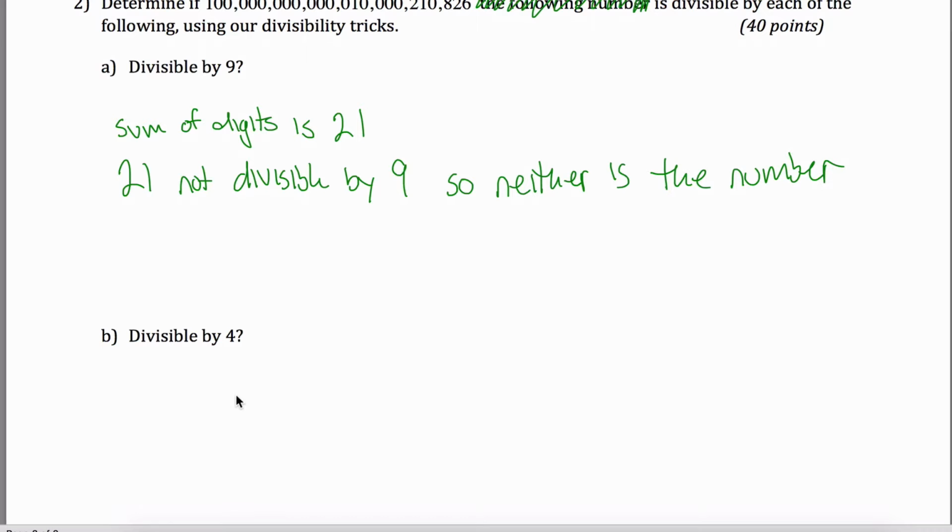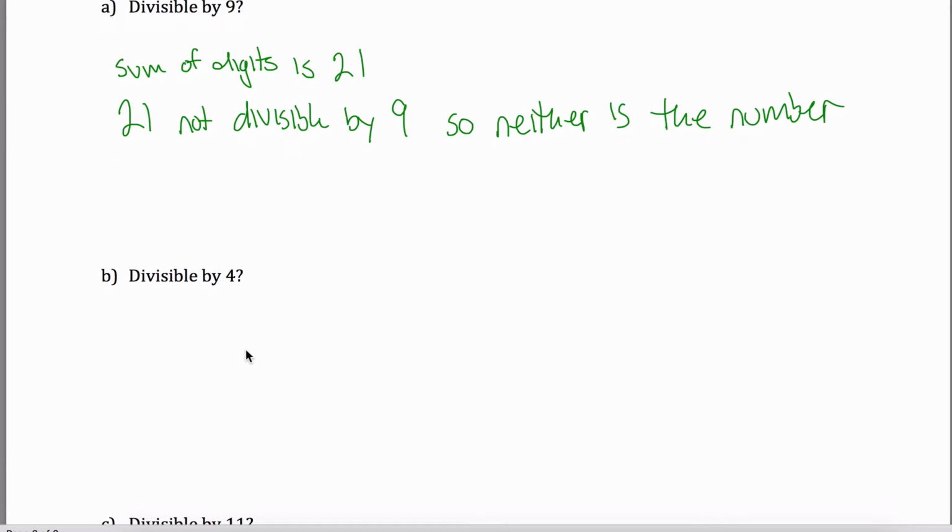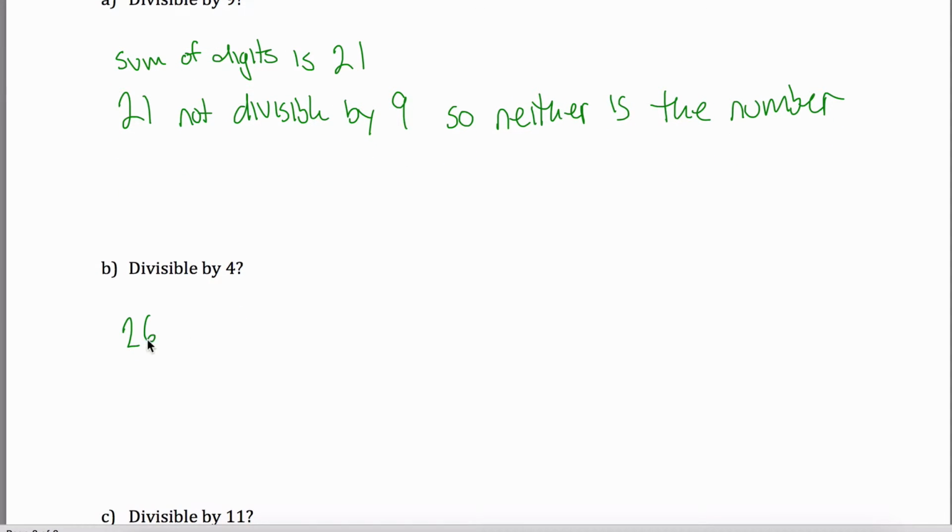What about divisible by 4? Well, for divisibility by 4, I just have to look at the last 2 digits and the number that's made up by them, 26. 26 is not divisible by 4 because 6 times 4 is 24 and 7 times 4 is 28. 26 not divisible by 4, so neither is the number.